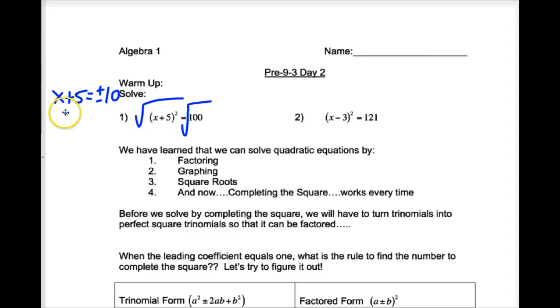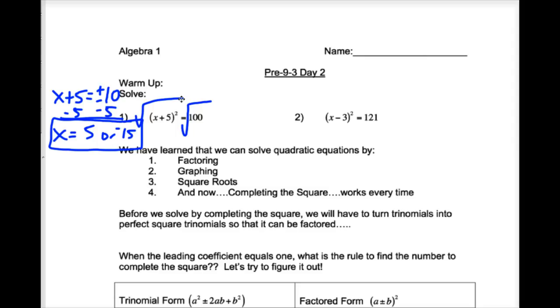Okay, now we subtract 5 from both sides, and in your head you take 10 minus 5 and negative 10 minus 5. 5 or negative 15. That's why there's two answers. It's quadratic. Okay? Try that next one as well.